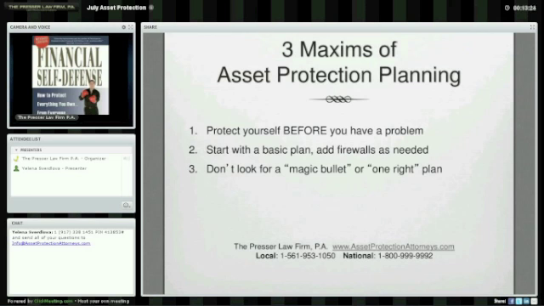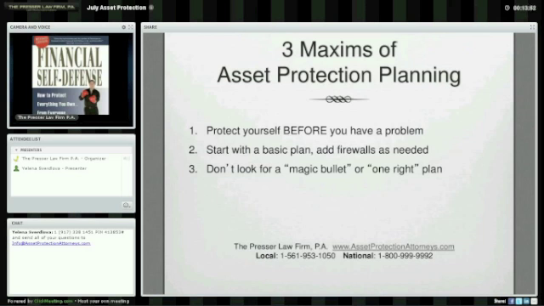3 maxims of asset protection. Number 1, protect yourself before you have a problem. I never understood why people couldn't understand this. You have to be proactive. You have to protect yourself before something happens. You can't buy car insurance after an accident. You can't buy health insurance after you get sick. And your estate certainly can't purchase life insurance after you pass away. So make sure that your asset protection plan is done proactively.